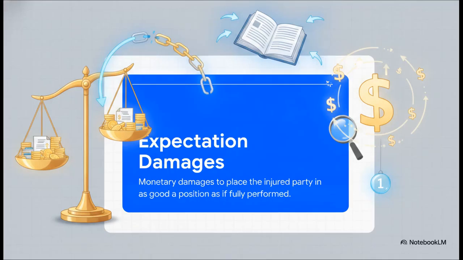This is the standard default remedy you have to look for right out of the gate. The black-letter law demands that we award an amount sufficient to give the aggrieved party the benefit of their bargain, putting them in as good a financial position as if full performance had actually happened. Now, if you can't prove a measurable financial loss, your recovery is strictly limited to nominal damages. Like a token $1 award, just to officially declare, yep, there was a technical breach.